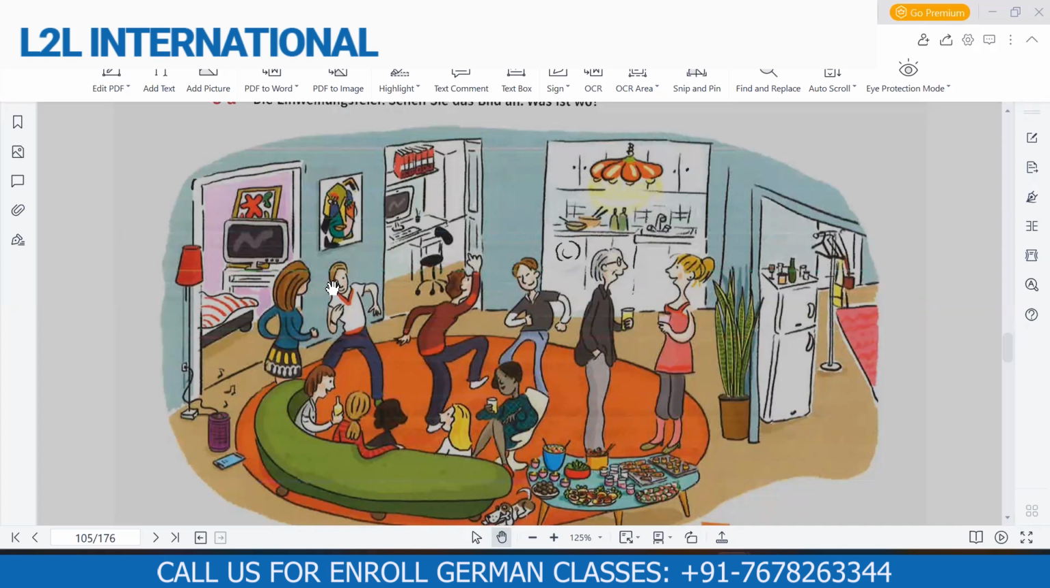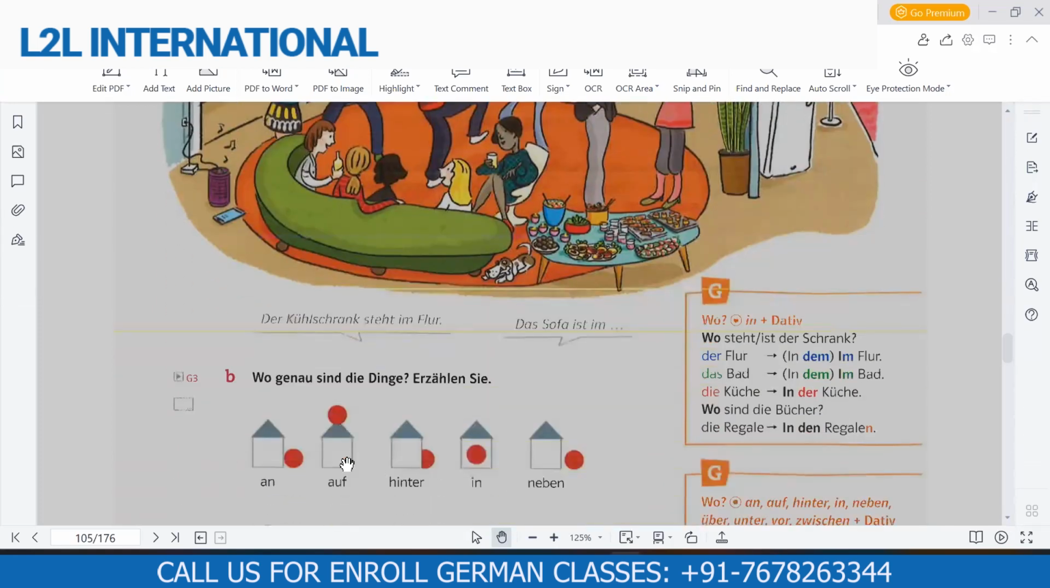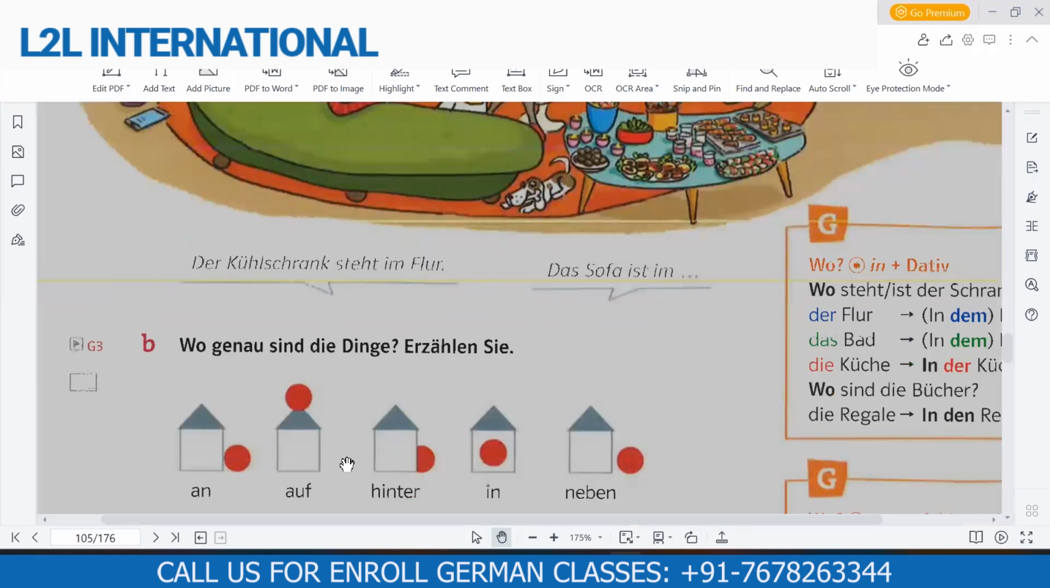Yeah. So it's going pretty easy, right? To tell that something is in the bedroom, the article is the same, so you're putting im. Let's make it a bit more complicated, more interesting. So in order to make it more interesting, now the second thing that comes up here is wo genau sind die Dinge? Genau means where exactly is the location of the things.